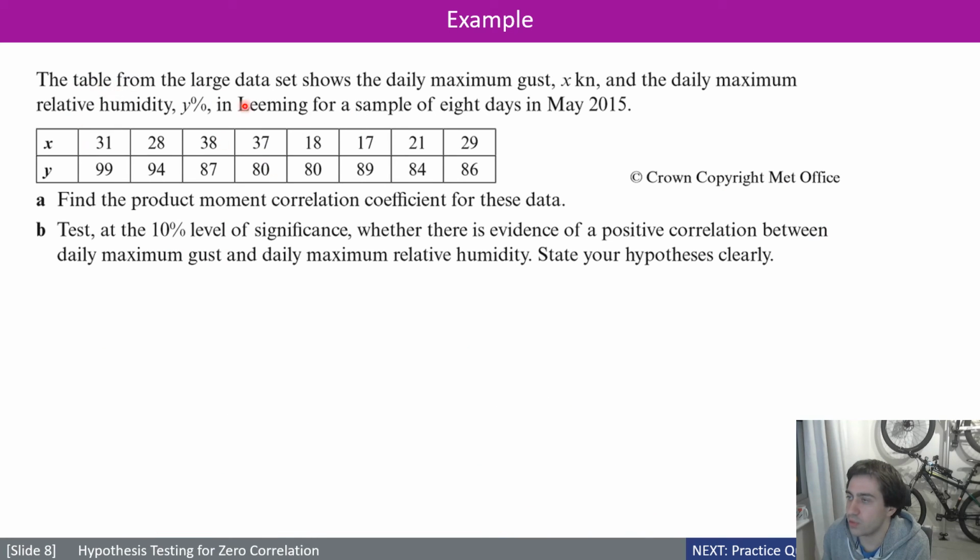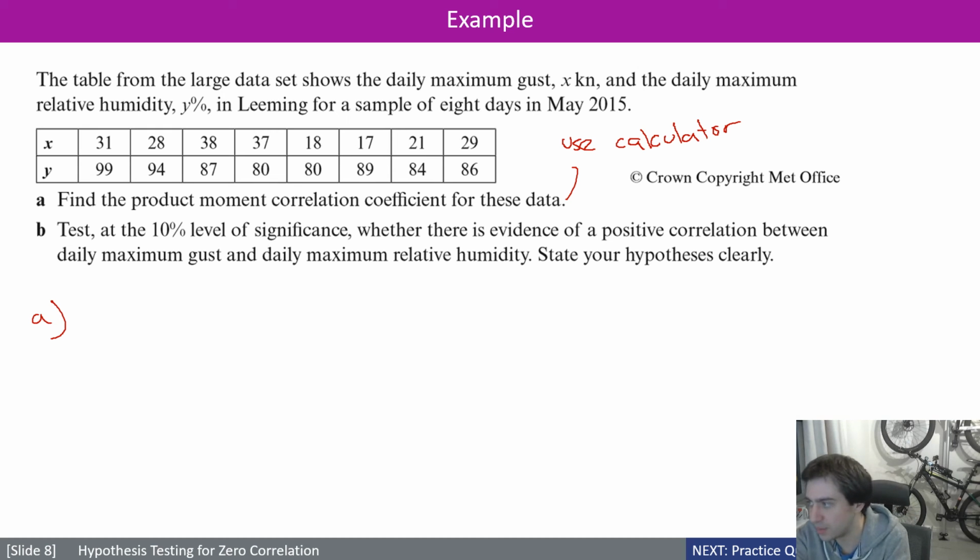Okay, the table from the large data set shows the daily maximum gust X and the daily maximum relative humidity Y in Leeming for a sample of 8 days. Find the PMCC coefficient for these data. Okay, so that's easy. That's literally, do you know how to use a calculator? You can always check if you're able to do that. I think we've probably done it enough times now, actually.